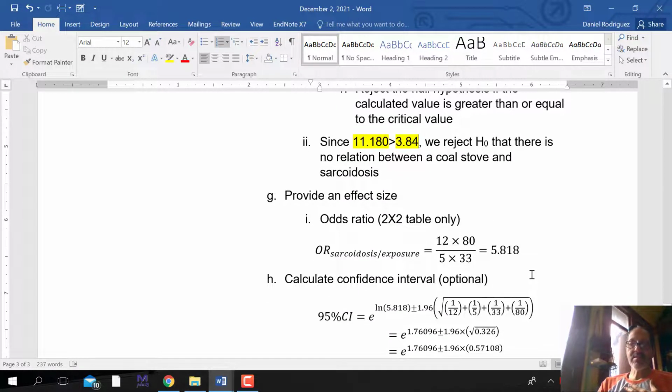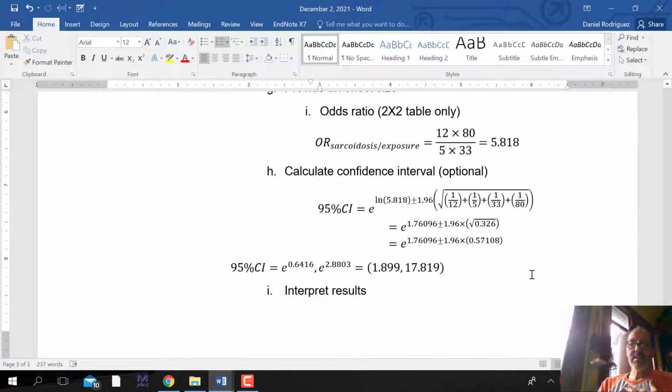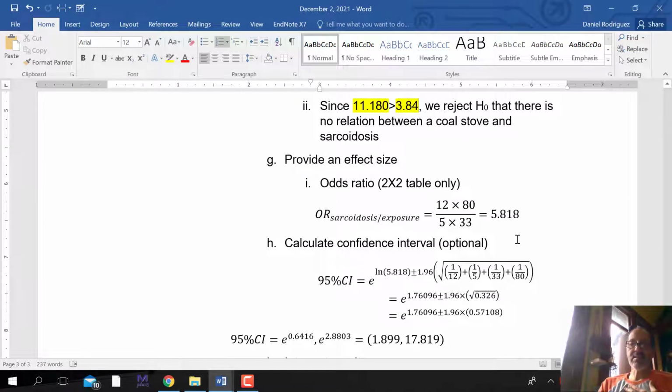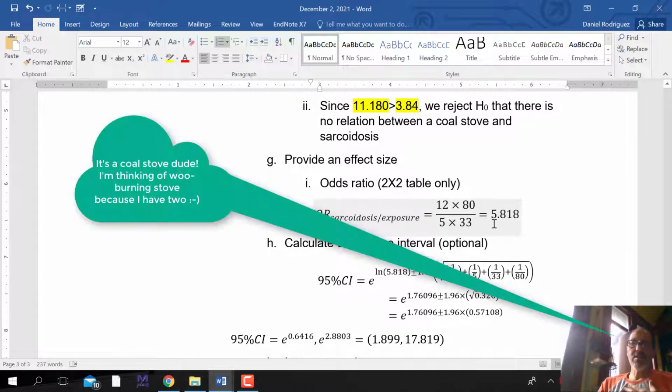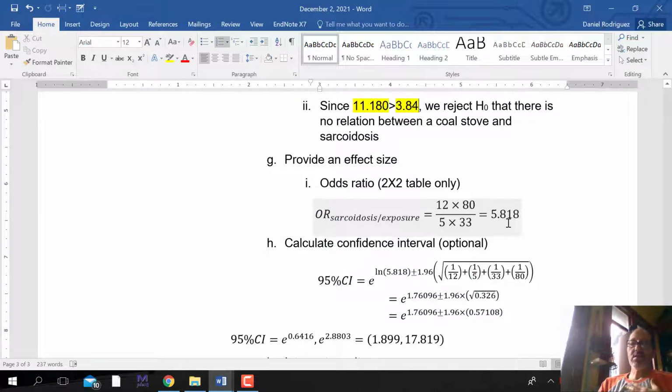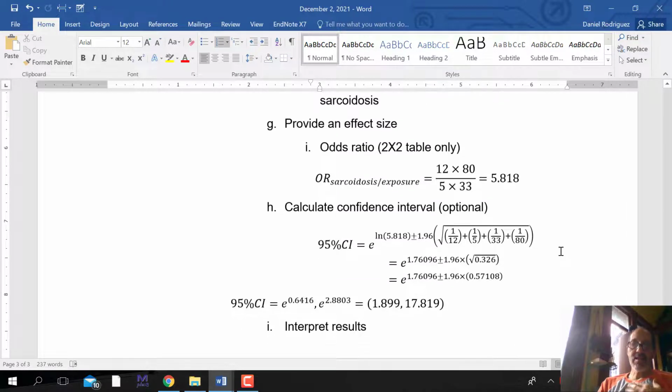So this tells us, I'm going to jump ahead to the interpretation, that individuals who have a coal stove or a wood burning stove are almost 6 times more likely to have sarcoidosis than those who do not. And then, of course, you can calculate a confidence interval. I say optional because in this course, you don't have to do that, and usually I do it as extra credit. There'll be a couple of extra credit opportunities on this final.